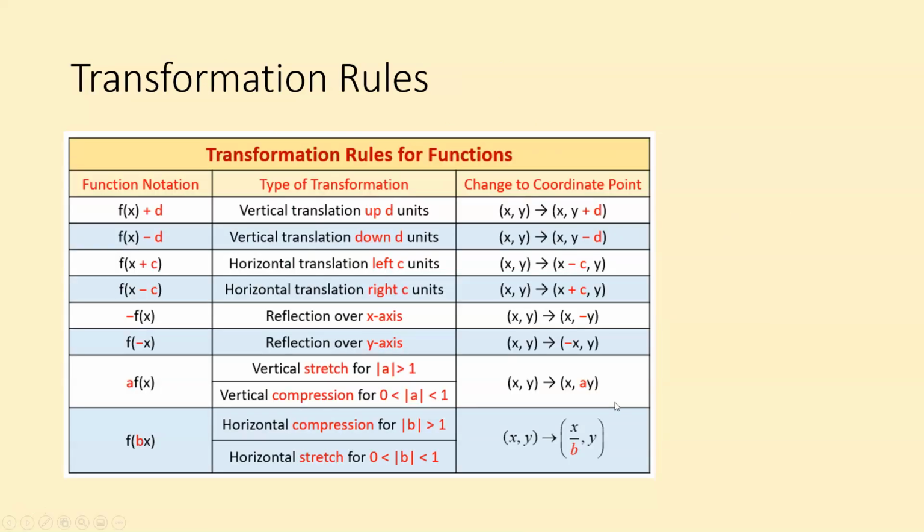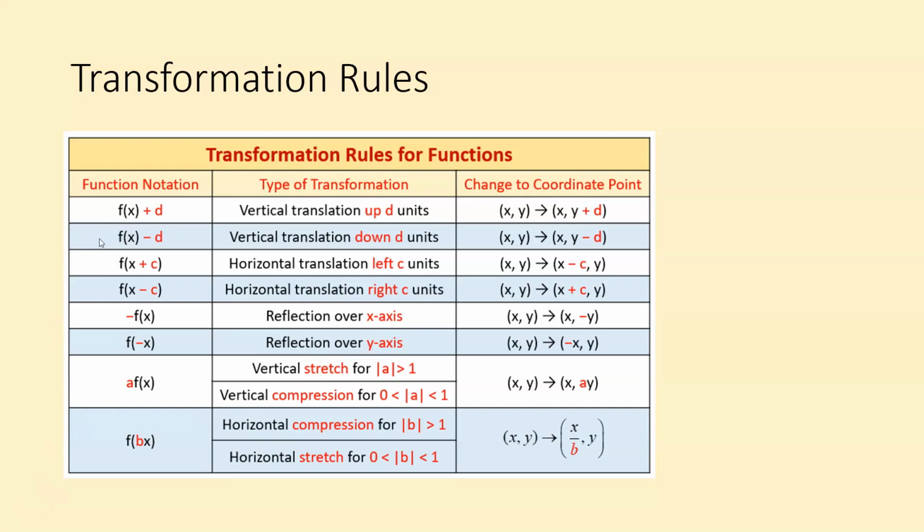Now here are your transformation rules. You want to take a second and make sure you have all of these written down. So I'm going to go ahead and talk through these. So f of x just represents your function. If you are adding something to that function and it's outside of the function, that is a vertical translation up that amount of units. If you are subtracting something outside of that function, that is a vertical translation down that amount of units. If you are adding something inside the function, that is a translation left that amount of units. If you are subtracting something inside the function, that is a translation right that amount of units.